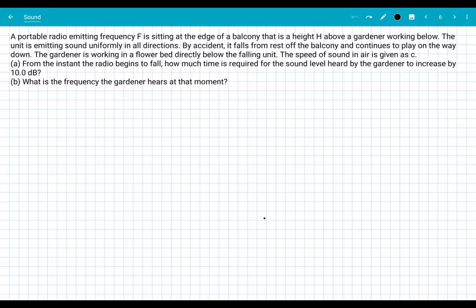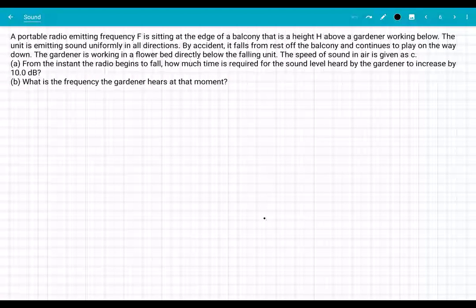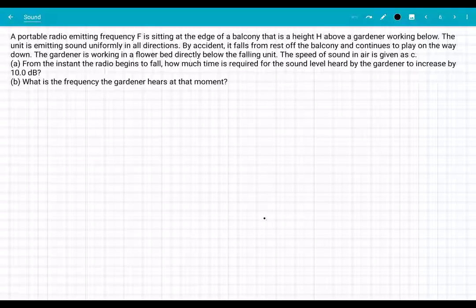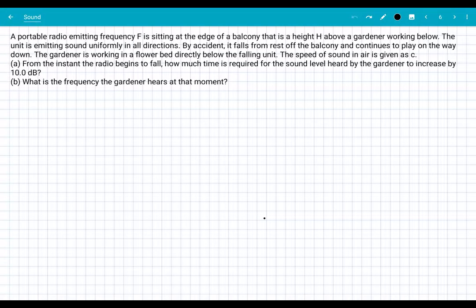And then B is the Doppler aspect here. What frequency does the gardener hear at that moment? So to get into that, we're going to need to know how fast the thing's traveling, but we'll get there. Let's start with part A.